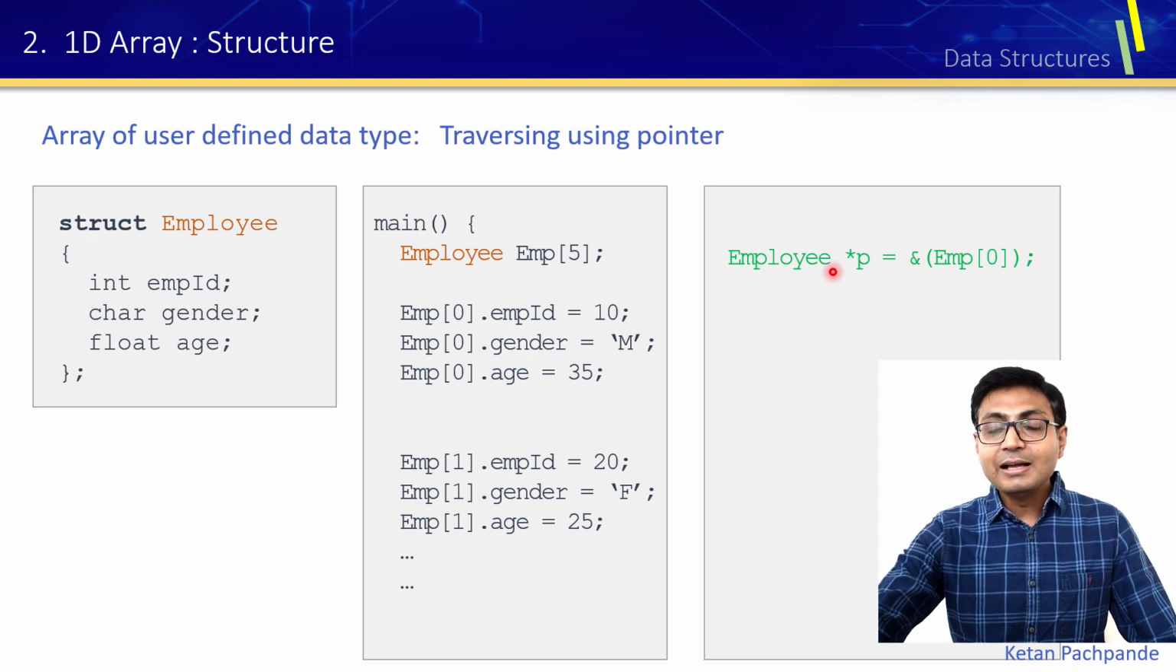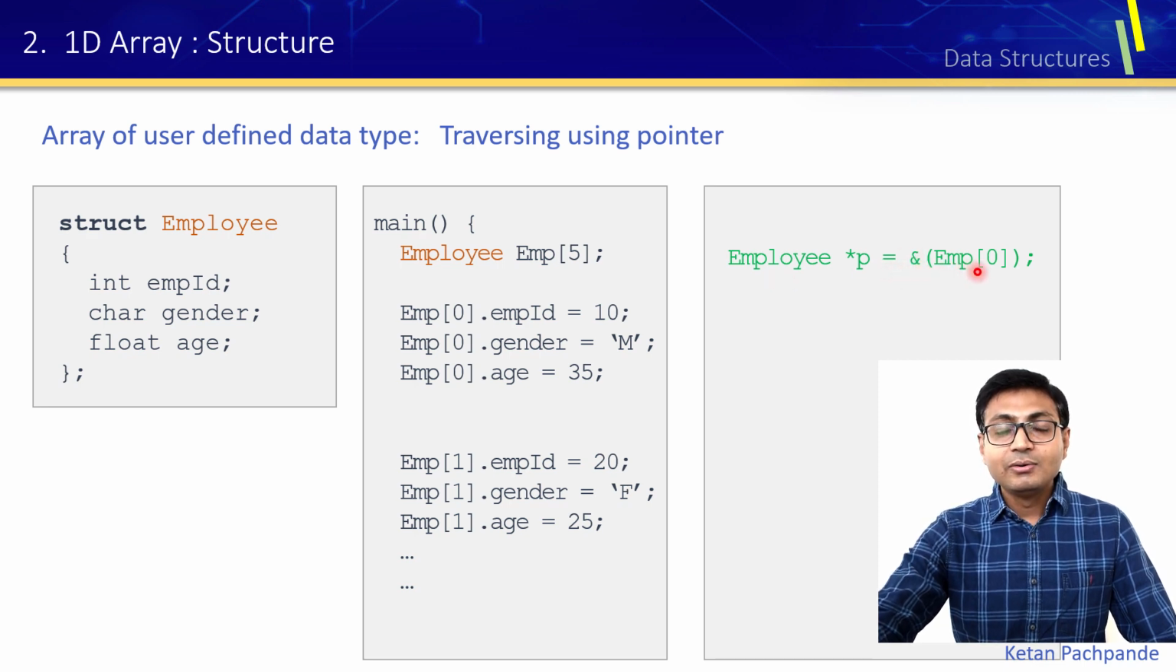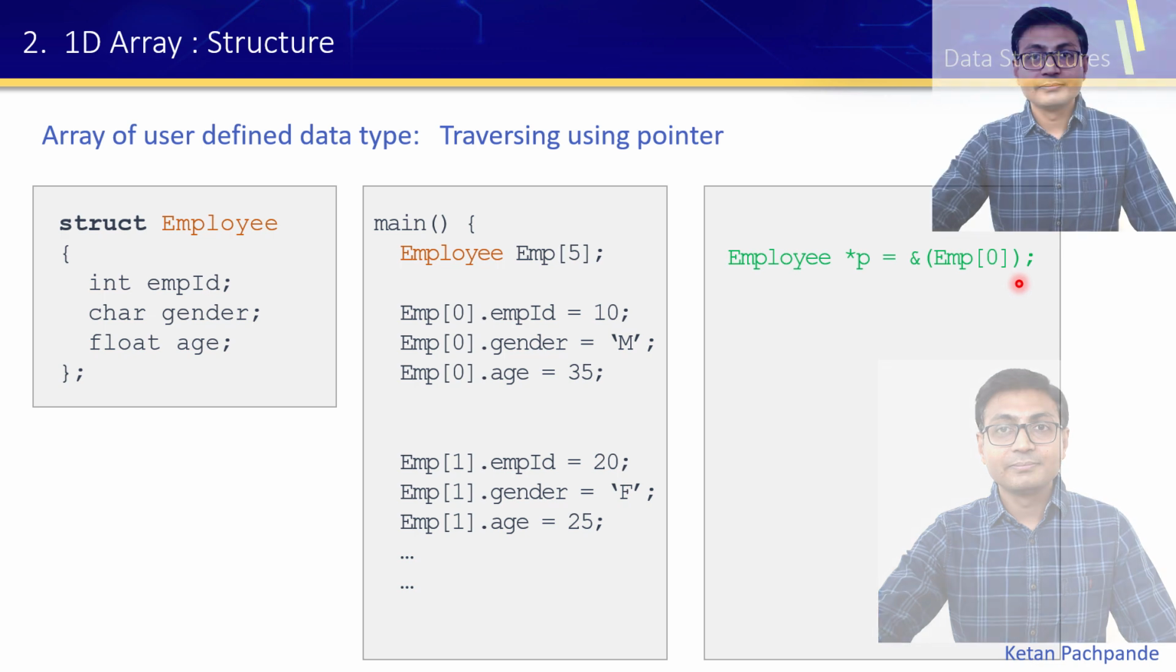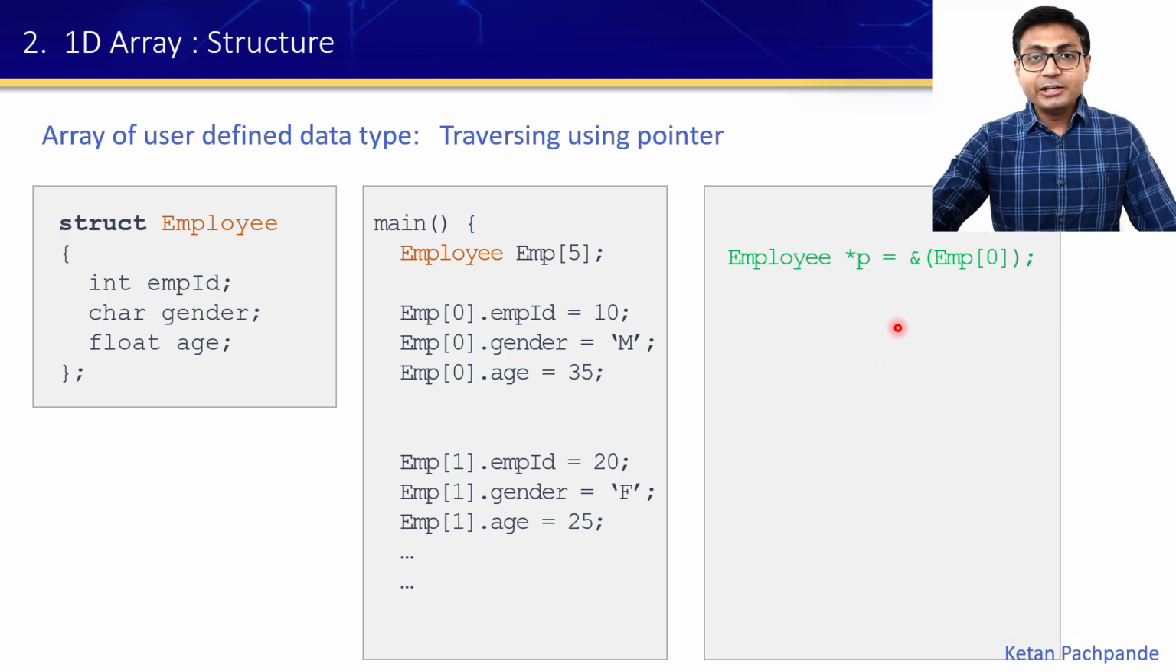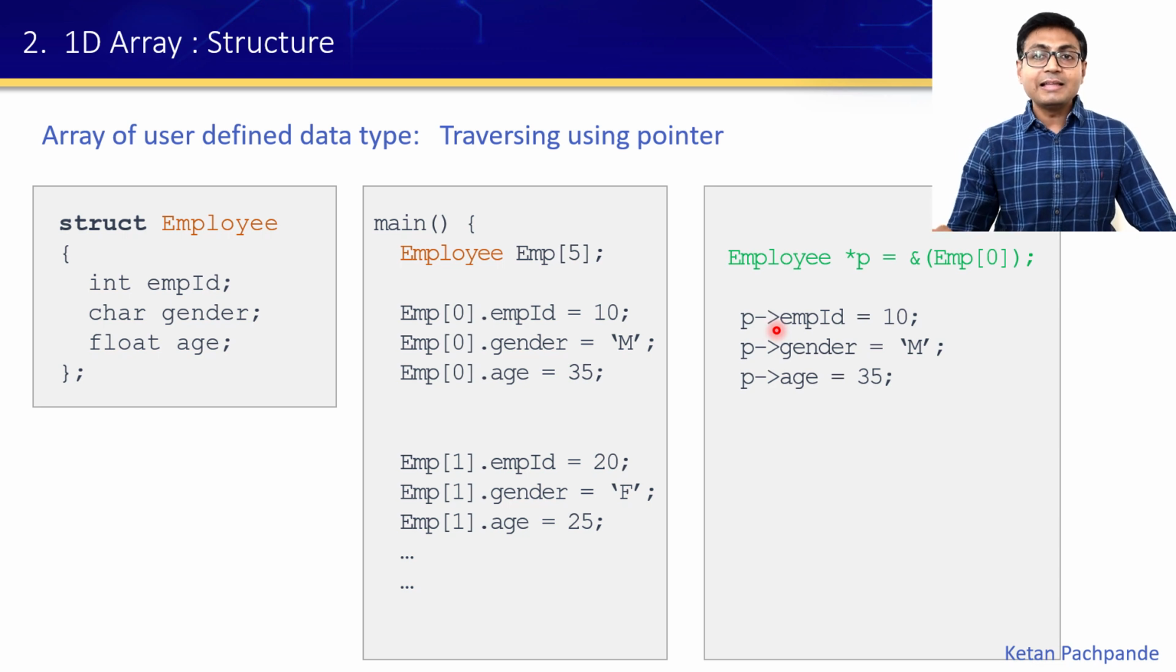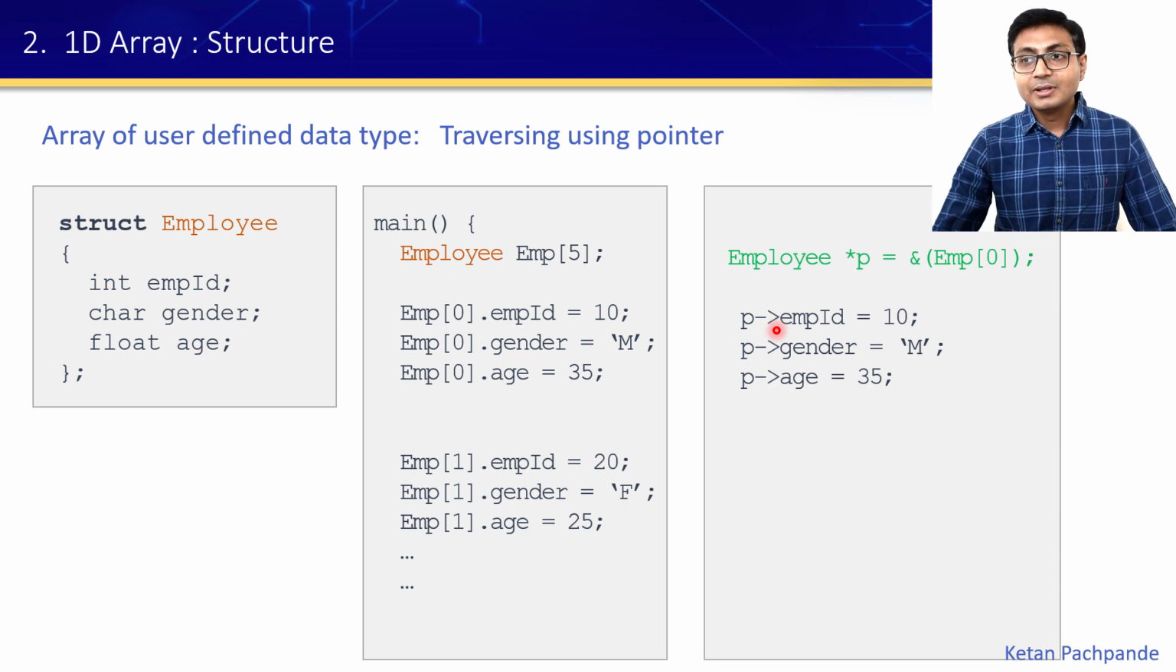So you have to define the pointer of type employee, and I have initialized this pointer with the address of the first employee in the array, that is employee[0]. Now with the help of this pointer, you can access the employee ID, gender, and age like this. You have to give the hyphen and the greater than operator, meaning arrow. So p arrow employeeID is equal to 10. With the help of a pointer, that's how you access the variables within the structure.